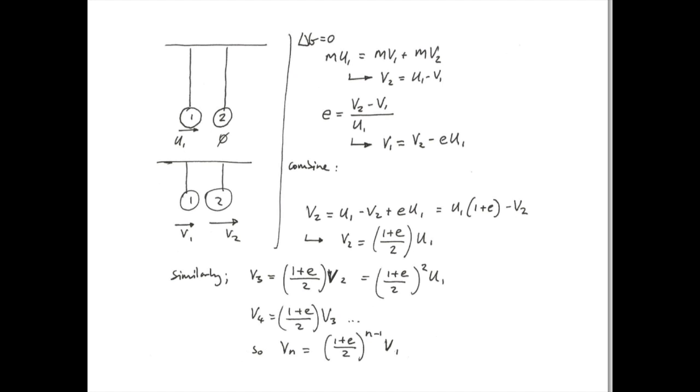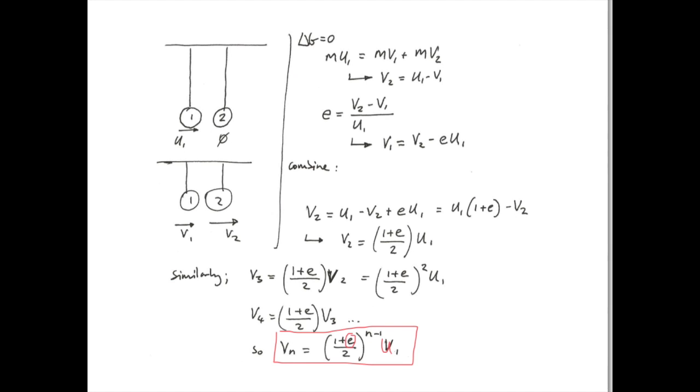And this is the answer to the question, and so this tells us the speed of the nth particle with respect to the initial speed v1, which actually should be u1, and the question says where is energy lost? Well, energy is lost here.